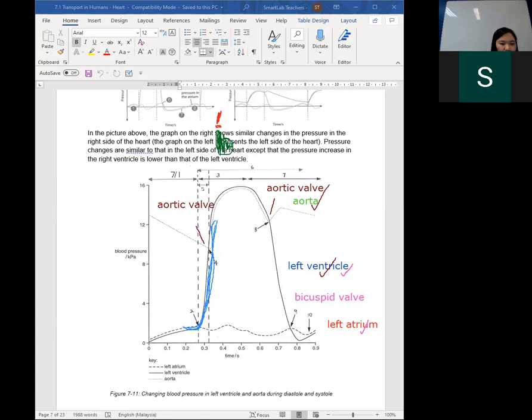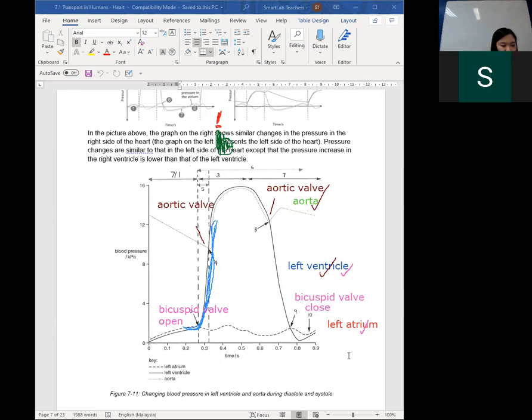So what happened to the bicuspid valve? Open. Sorry, close. The bicuspid valve should not open. If the bicuspid valve were to open, then the blood will enter the atrium. So the bicuspid valve must close. So in that case, the bicuspid valve at this point is closed. If this part is closed, then the other part will open.